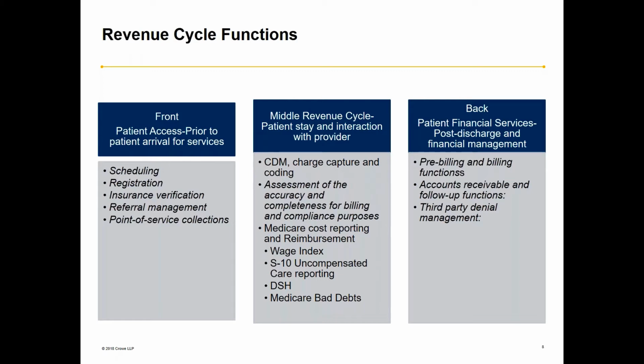So when we jump back over to the front part of that revenue cycle, we're talking about the scheduling, registration, insurance verification, referral management, point of service collections. So what's going on in that front end that is going to help us capture all of the reimbursement that we need to capture going forward? So have we identified all the insurances that the patient has? Have we made sure if they are eligible for Medicaid, but maybe they're not yet a Medicaid patient, what are we doing to ensure that we get them Medicaid eligible?